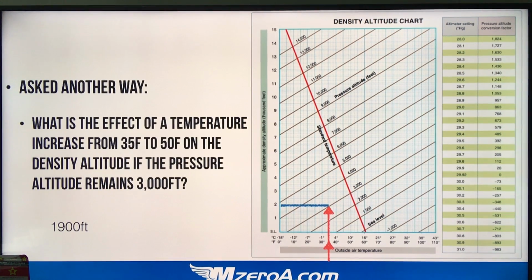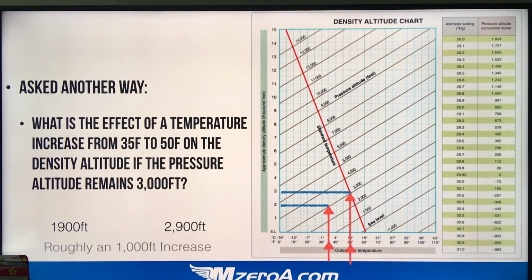Let's do the same thing now for 50 degrees Fahrenheit. Same thing, 50 degrees Fahrenheit, straight on up to 3,000 feet, and then straight across, I get, let's call it 2,900 feet. So roughly, it's a 1,000-foot increase. Pressure altitude remains the same. I just increase that much in temperature and I get a 1,000-foot increase in density altitude. It really shows you the impact of high temperature on our density altitude.